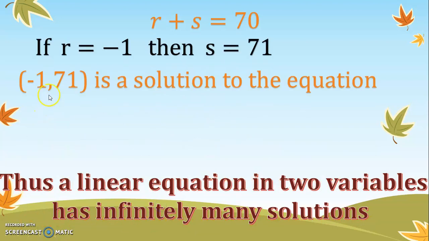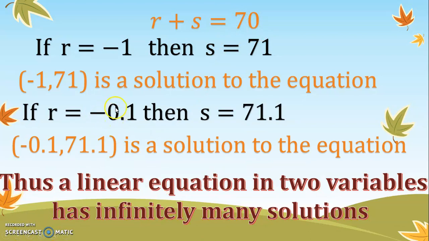Again, if r is -1, since the question says find two numbers so that their sum is 70, I can have -1, and if I take s to be 71, when I add them, it will give us a sum of 70. If that is possible, then I can have -0.1 and s can be 70.1. Kindly read this as 70.1. So when I add them, I'll get 70.